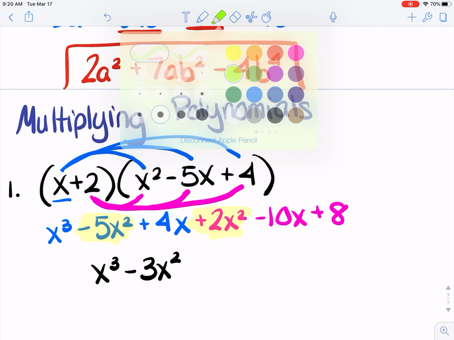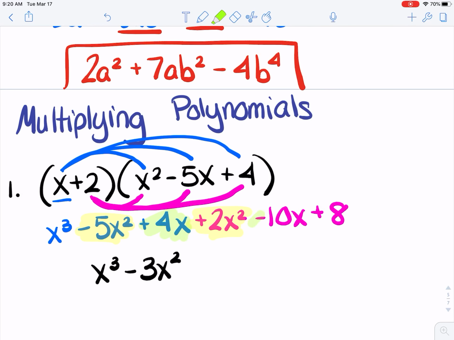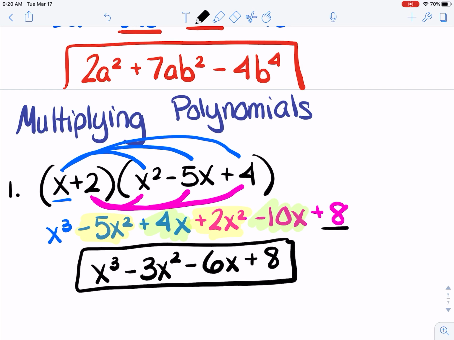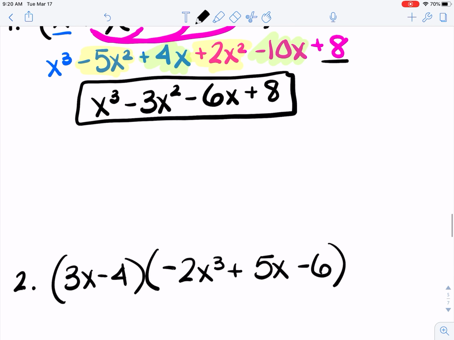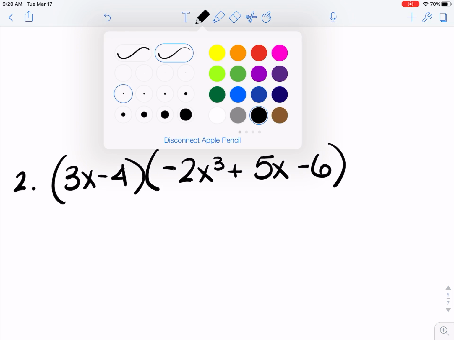Next, I have positive 4x and negative 10x. When I combine those, I get negative 6x. And lastly, the 8, the constant. I don't have anyone to combine with him, so there's my final answer. That can be written in any order. You can do it in any order, but you just have to be careful of the signs that are in front of each term.